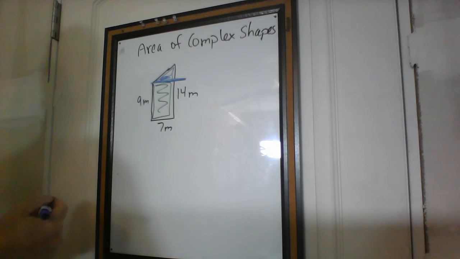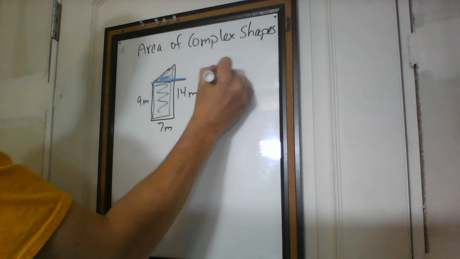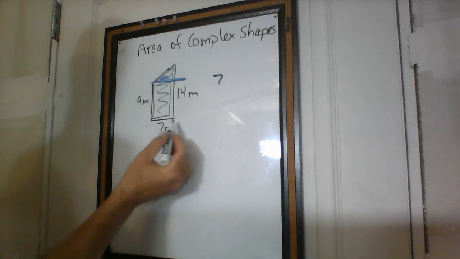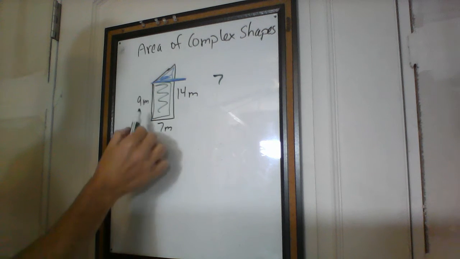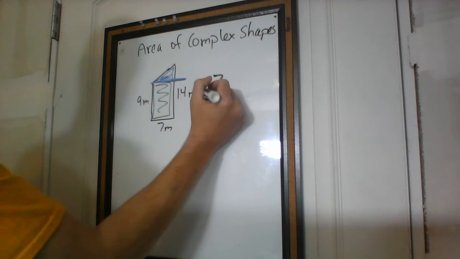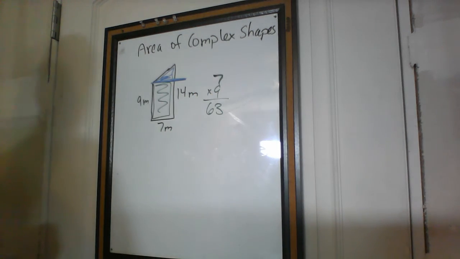So we're going to start with the very, very simple piece right here. We're going to start with the rectangle. We're going to take our base right here. We cut it off. We have 7 meters. And we're going to take our height. Again, did we go all the way up with our 14? No. We're going to use our 9. So we're going to take our 7 times 9, and we have 63.